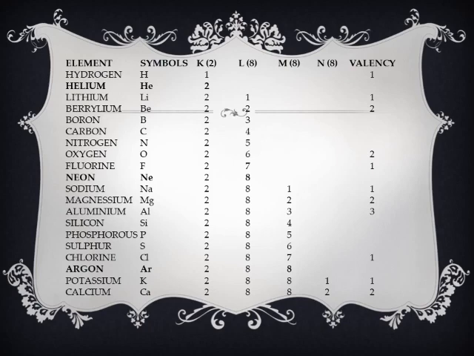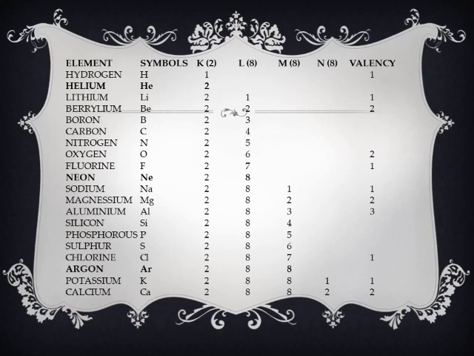For calcium, the same thing, 2 in the outer shell. It is easier to give away 2 than to gain 6 electrons that will make this 8. So because of that, the valency of calcium becomes 2.